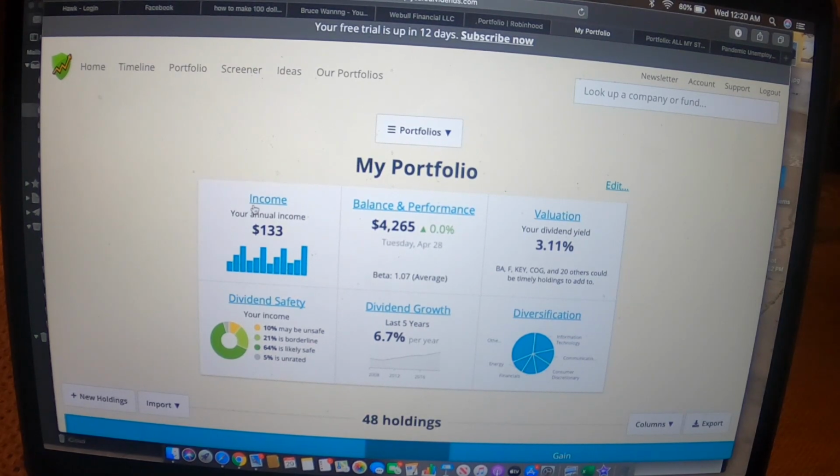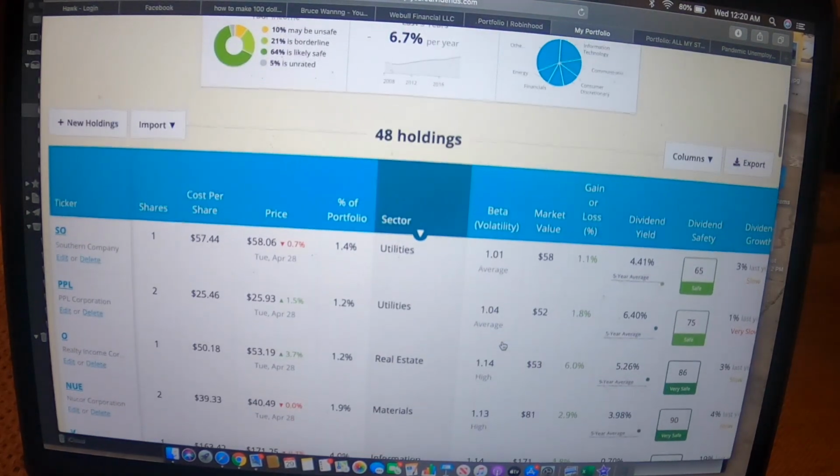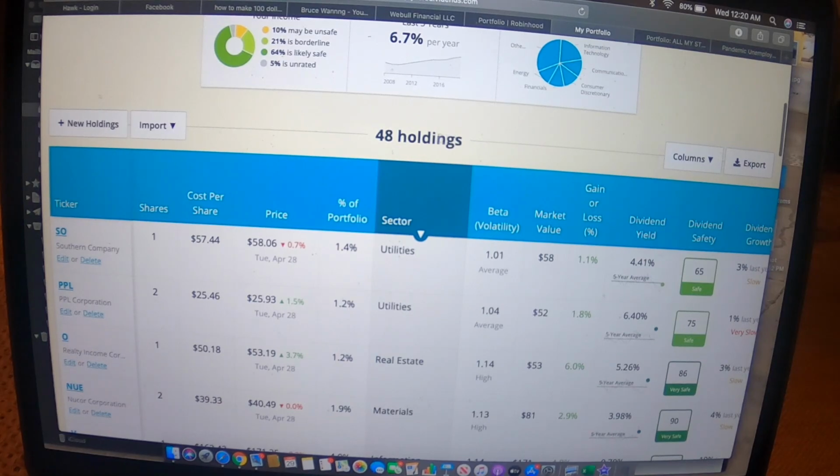All right, guys, here's my portfolio on simplesafedividend.com. As you can see, it has income, balance and performance. You've got dividend safety, dividend growth, and diversification. And as you scroll down, it tells you I have like 48 stocks currently on this one.